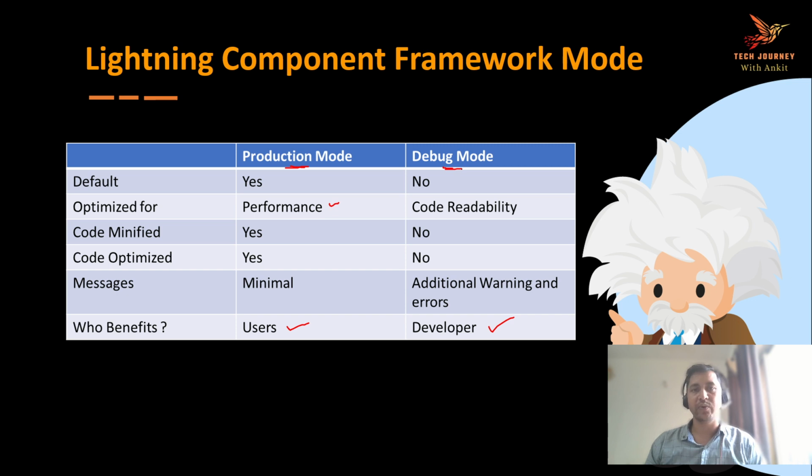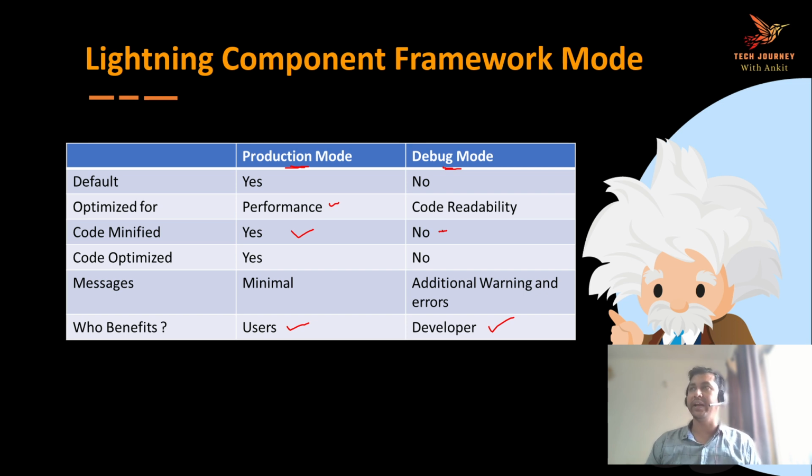The advantage that you get with the debug mode is that your code is always non-minified. However, in the production mode, your code is minified. Minified means whatever variable names you have defined in your component, or the way you have written the logic in your Lightning Web Component, it is optimized for better browser performance, right? However, in the case of debug mode, that is not the scenario. Whatever code you have written, you will see the exact same code in the debugging tool.